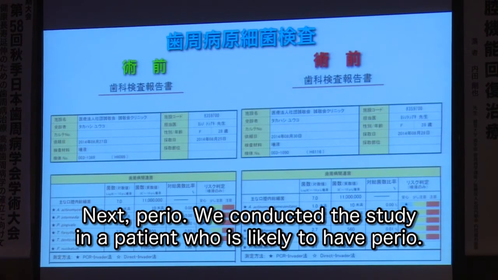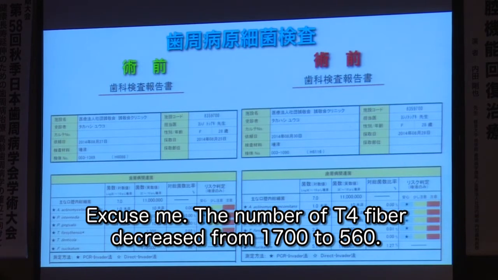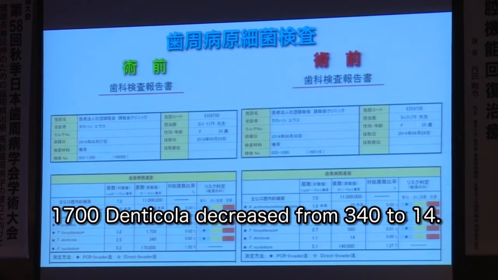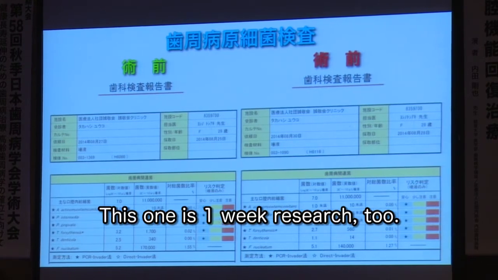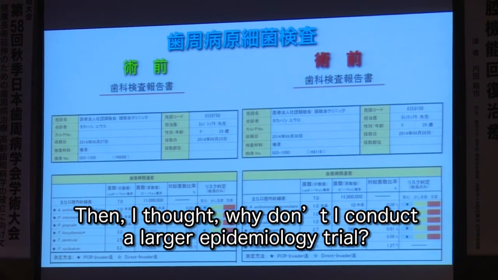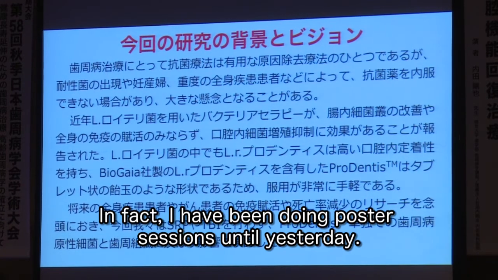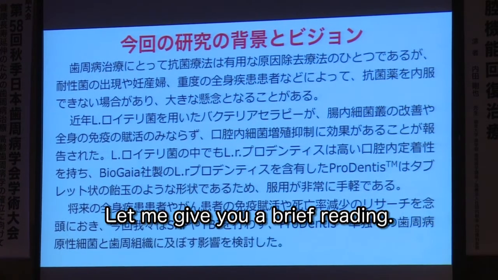Next, perio. We conducted the study in a patient who is likely to have perio. The number of T4 fiber decreased from 1,700 to 560. 1,700 denticola decreased from 340 to 14. This one is 1 week research too. Then I thought, why don't I conduct a larger epidemiology trial? In fact, I have been doing poster sessions until yesterday. Let me give you a brief reading.